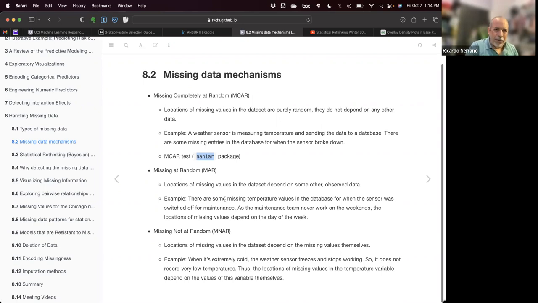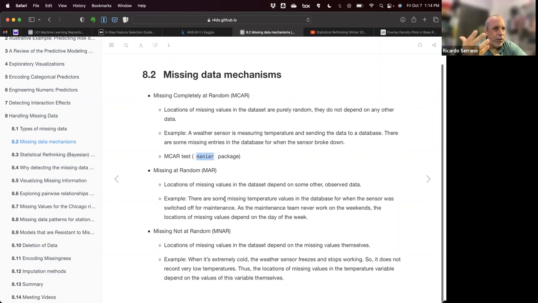Okay, you can have a schedule of the maintenance, right? Like a flag of the maintenance, and then you can have it. Then, okay, that would explain it. And we have to see how we can deal with it. If it's MAR, different from the MCAR, right? In the MCAR, we can delete. We're not going to introduce any bias. When it's MAR, then you cannot delete it, okay? Because then you are introducing some bias to your data set.